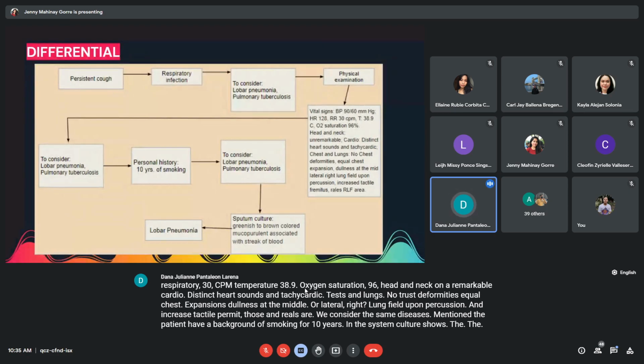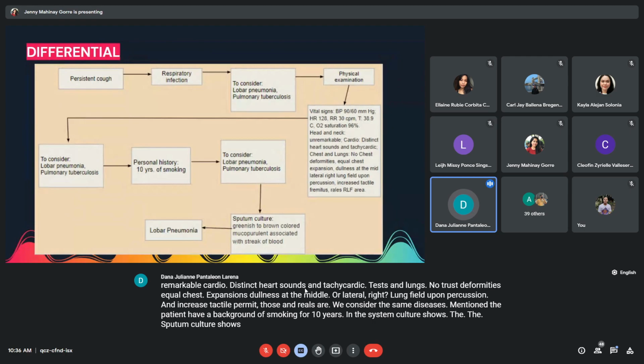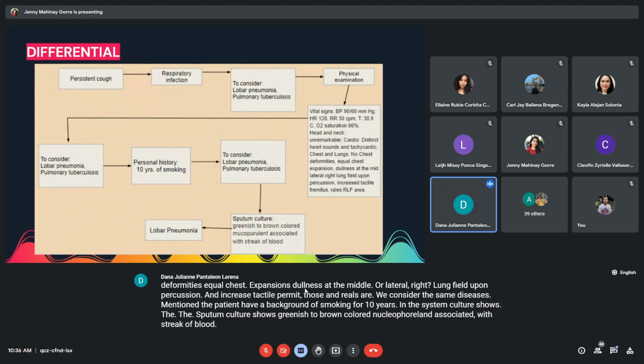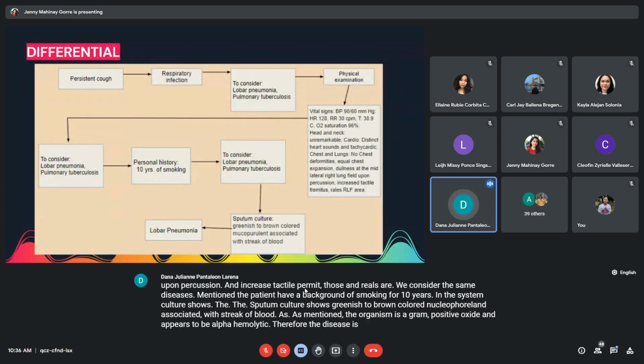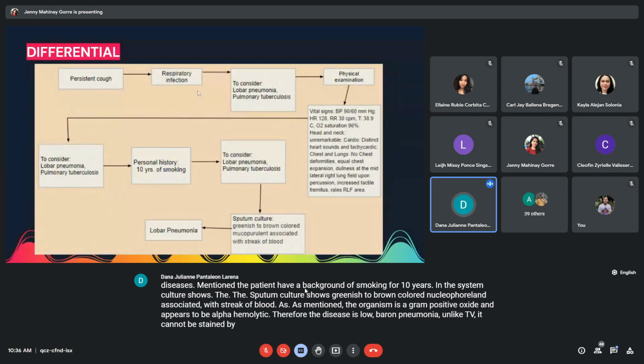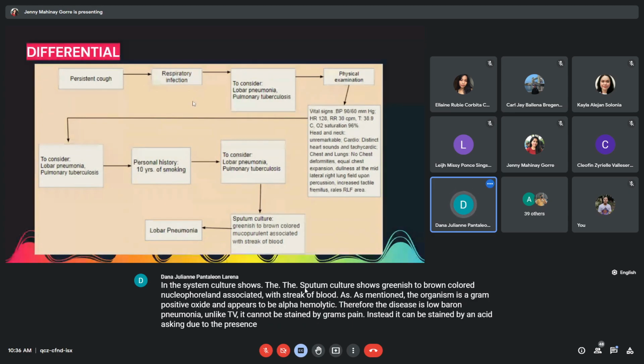The sputum culture shows greenish to brown colored mucopurulent sputum associated with streaks of blood. As mentioned, the organism is a gram-positive coccus and appears to be alpha hemolytic. Therefore, the disease is lobar pneumonia. Unlike TB, it cannot be stained by gram stain. Instead, TB can be stained by an acid-fast stain due to the presence of mycolic acid.